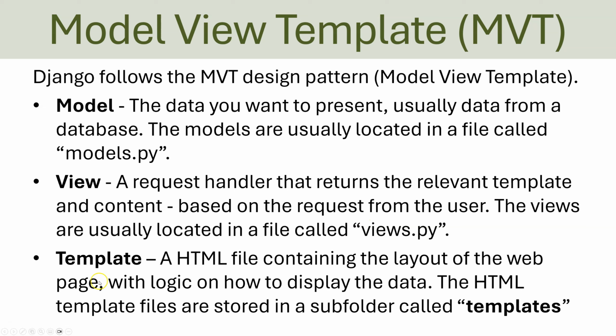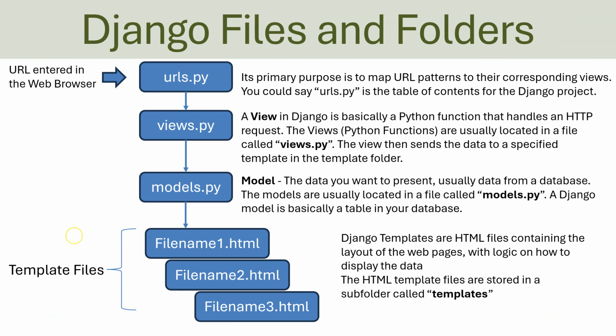And finally we have templates, and templates are no more than ordinary HTML files that contain the layout of the web page and also logic for how to display this data. And these templates or HTML files are typically stored in a subfolder in your Django application folder called templates. So these are basically the main files in a Django project and in a Django application.